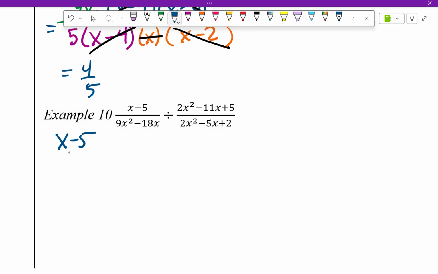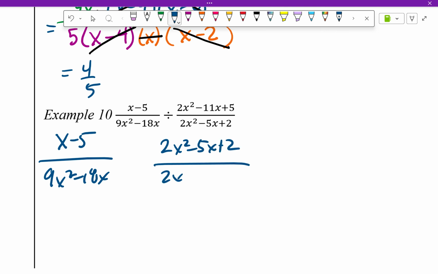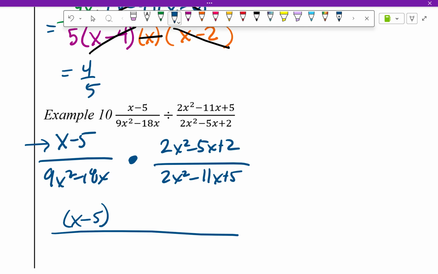So x minus 5 over 9x squared minus 18x. Flipping 2x squared minus 5x plus 2 on the top, and 2x squared minus 11x plus 5 on the bottom, changing to multiplication. Okay, we're going to do some of it together, and I'm going to have you do some of it on your own, because we're going to review really quick, make sure we remember some of our factoring here. Can I do anything with x minus 5? No, maybe put parentheses around it, right?